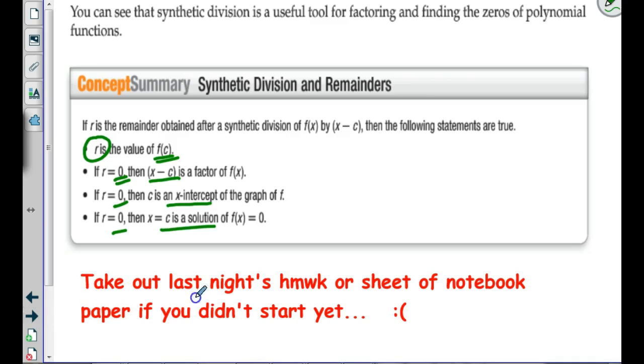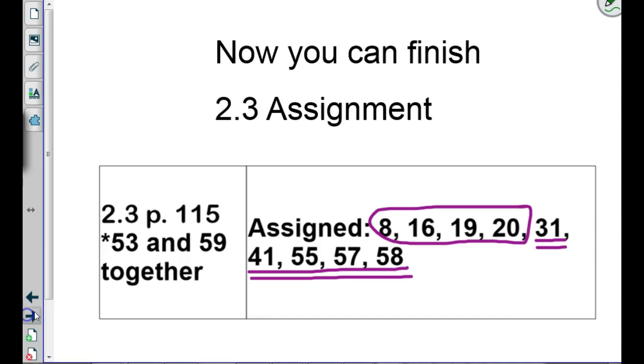All right, if you started last night's homework, grab the sheets. If you did not, grab a sheet of notebook paper real fast. Because on the homework assignment, it said this. This is what it says. So we now are going to do 53 and 59 together, okay?